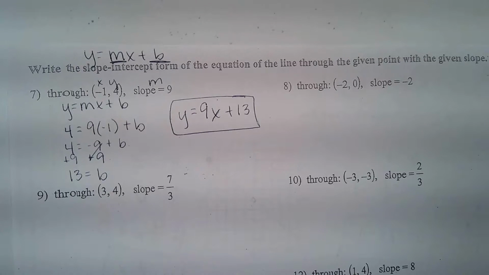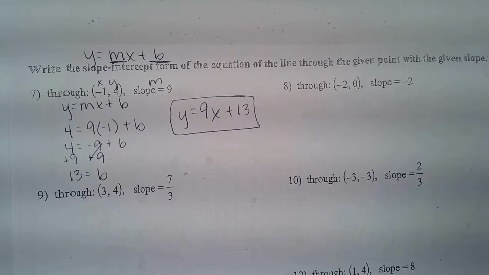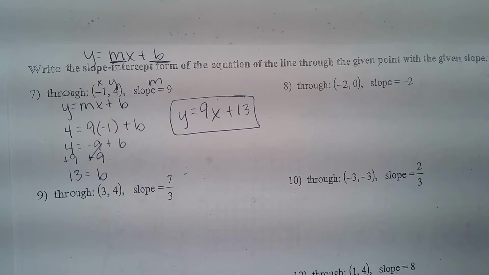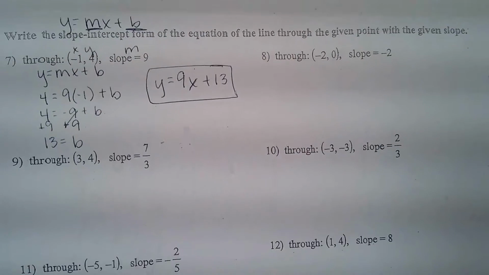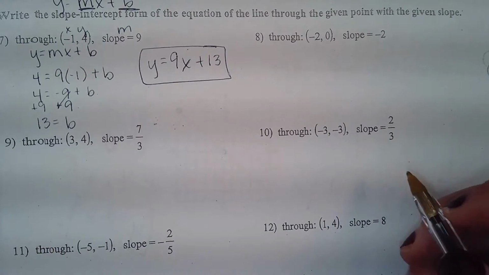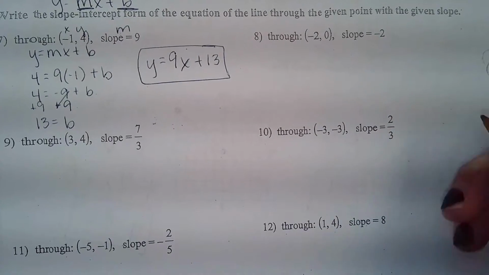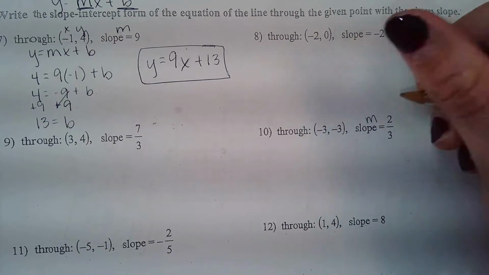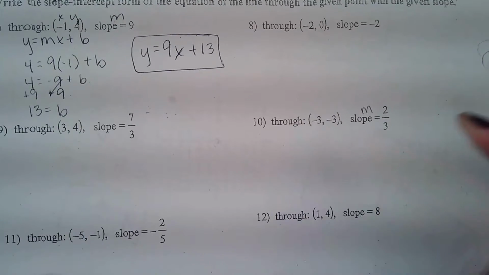Let's do at least one more together. Pick one, anyone. Oh, wait, let me pick. Don't go past 12. 10? We'll do 10. Alright, so for 10, again, we're writing the equation of a line. So what two things do you need? M and B. So they gave you slope. Which one's that? M. They also gave you a point. So what is that? X and Y.